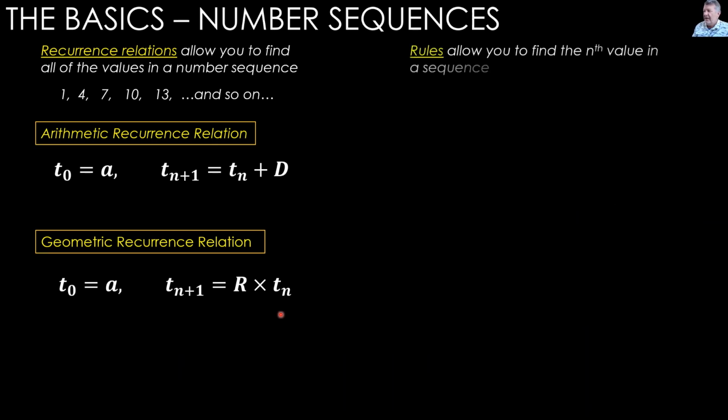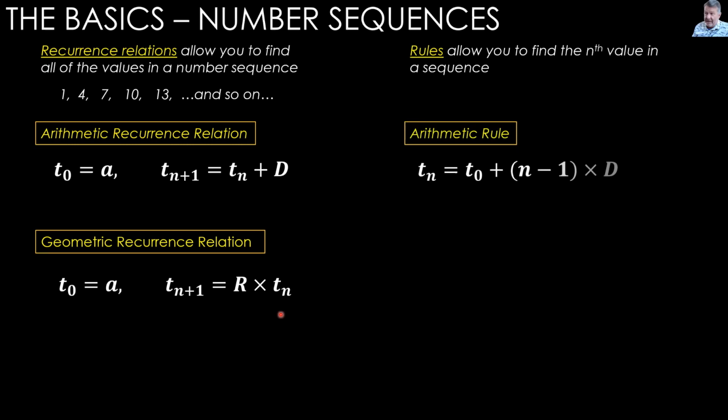Rules allow you to find the nth value in a sequence, and there is a rule for arithmetic recurrence relations, and there is a rule for geometric. Okay, you don't need to write these down. You don't need to pause just yet. They're here for you to have a look at. You can see how they relate.